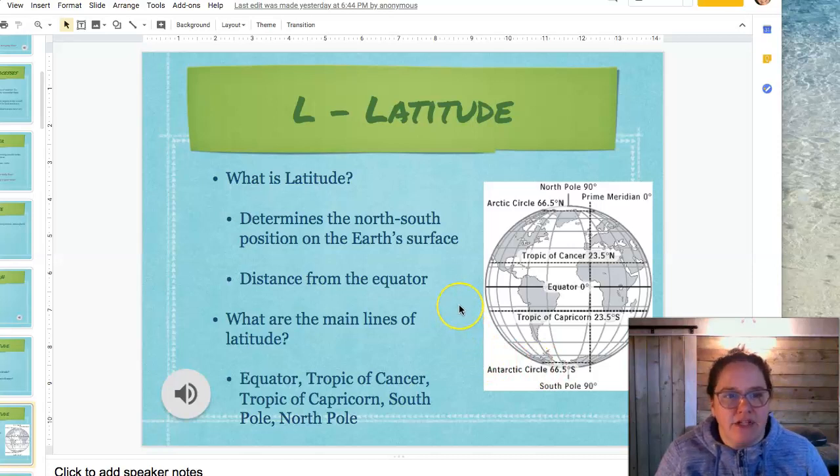So latitude determines the north and south positions of the Earth's surface. We start with 0 at the equator and we go north and it goes up to 90 at the North Pole. We start at 0 and we go south to 90 at the South Pole, and each of these horizontal lines has its own measurement. The further away from the equator you get, the colder the temperatures get.